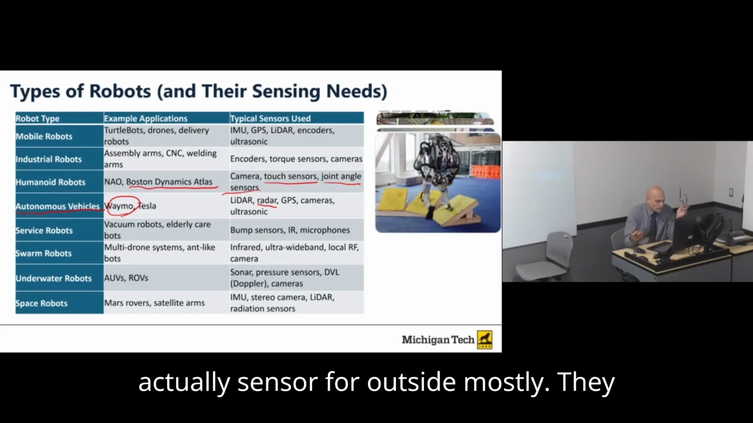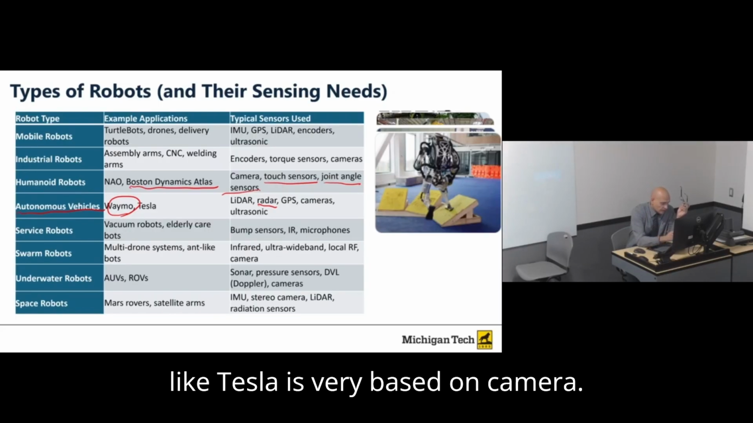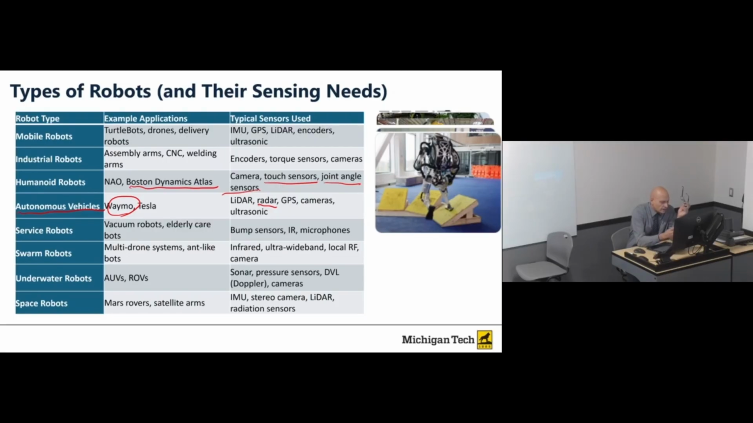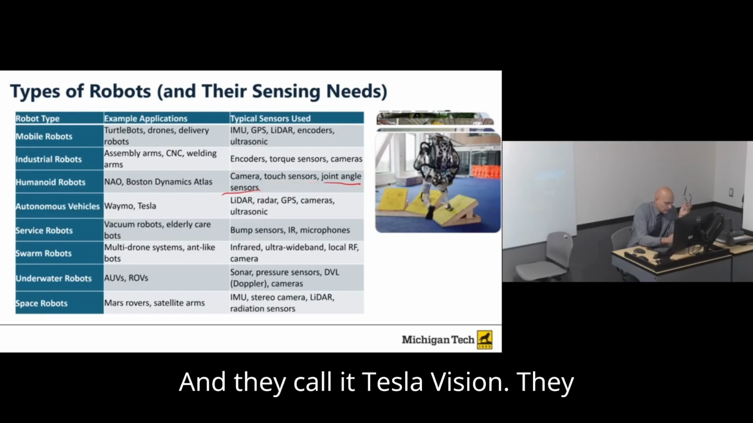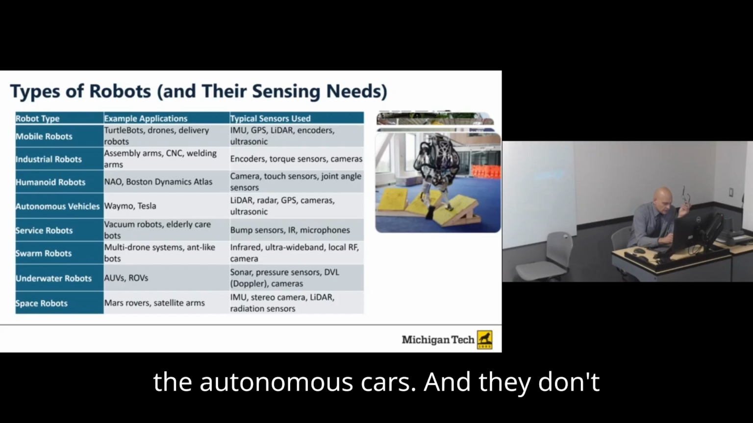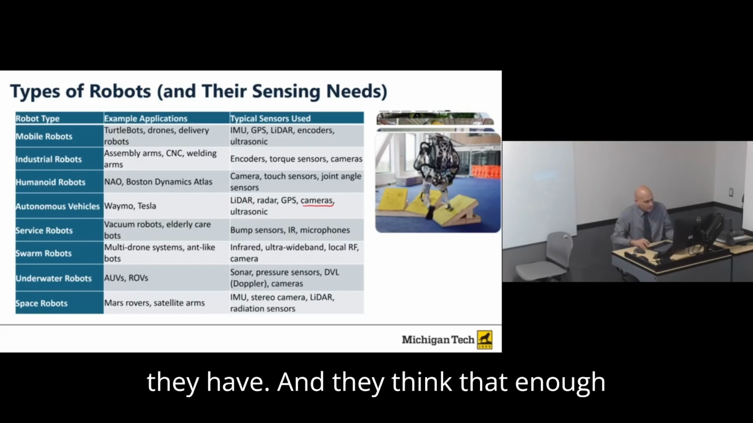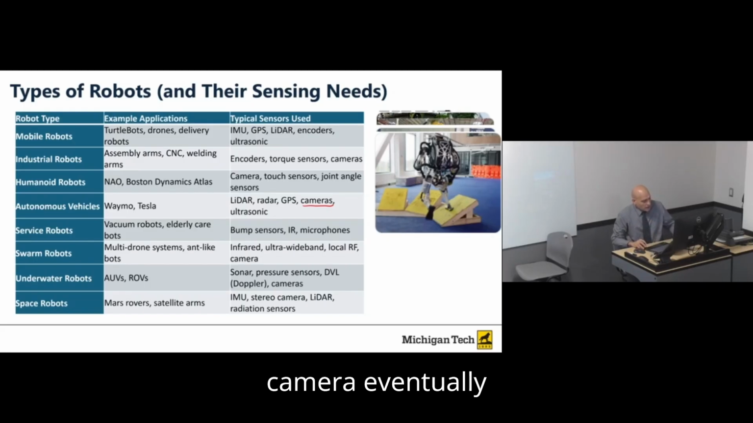Actually, sensors for the outside mostly. They need cameras for sure. Some of them, like Tesla, are very camera-based, and they call it Tesla Vision. They fuse so many cameras around the autonomous cars, and they don't use lidar, at least in this version that they have. They think that enough cameras can eventually be better than other sensors like expensive lidar.